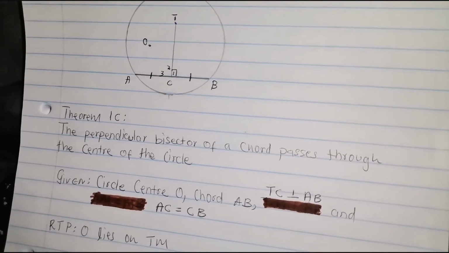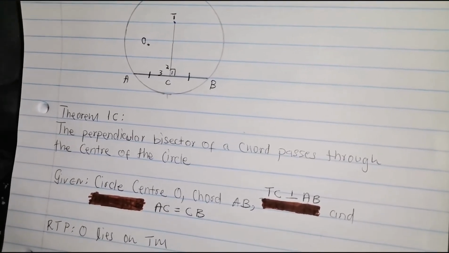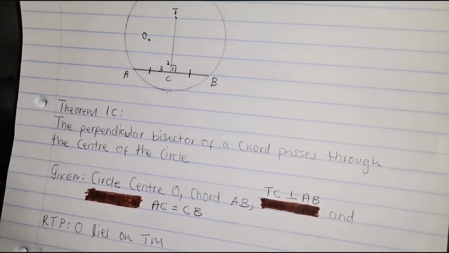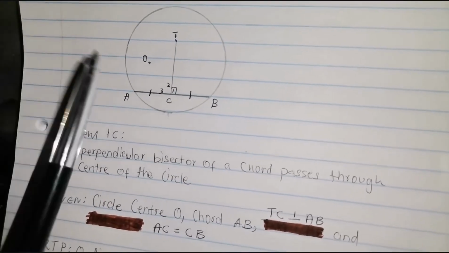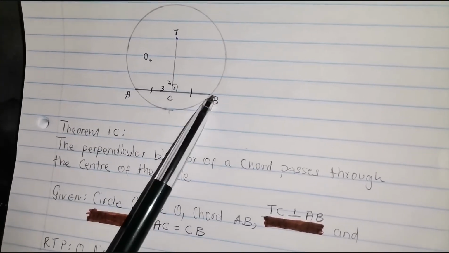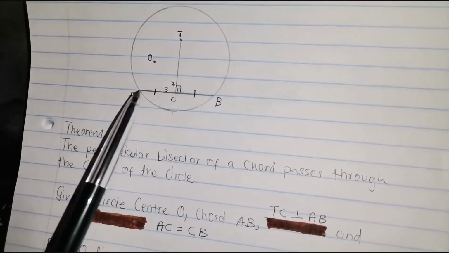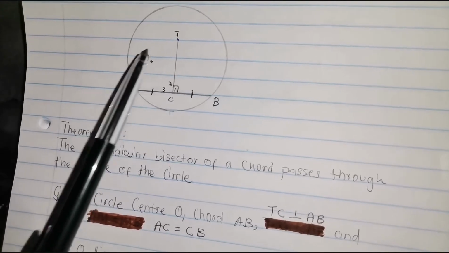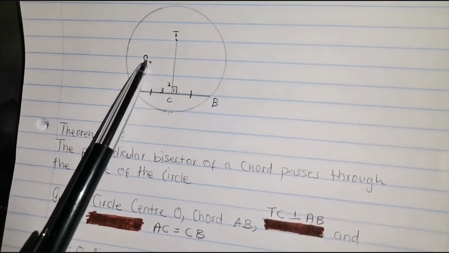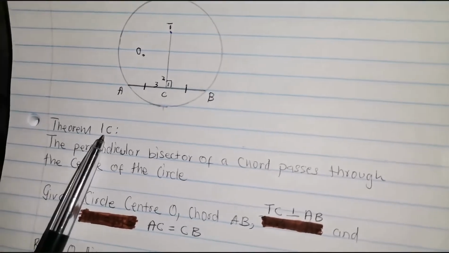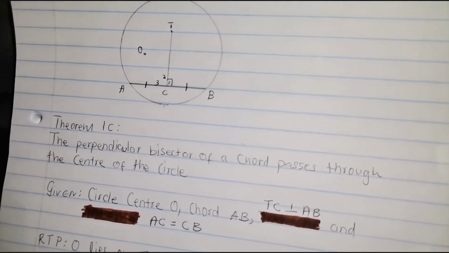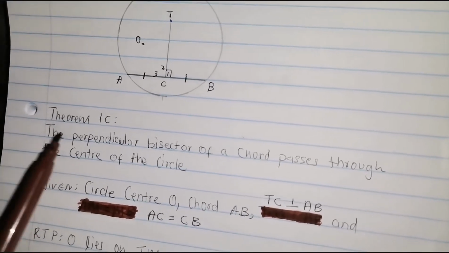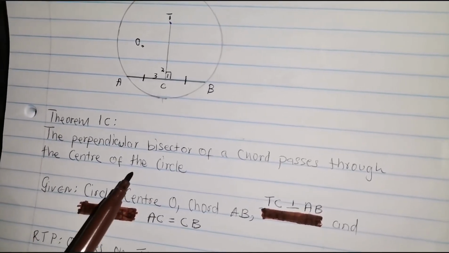Yes, guys. Now this one is so simple. We are given a circle with a chord AB that is bisected, AC equal to CB visibly. Then we are given that C1 is equal to 90 degrees. Then we have a line TC and we have center O. Theorem 1C is that the perpendicular bisector of a chord passes through the center of the circle.